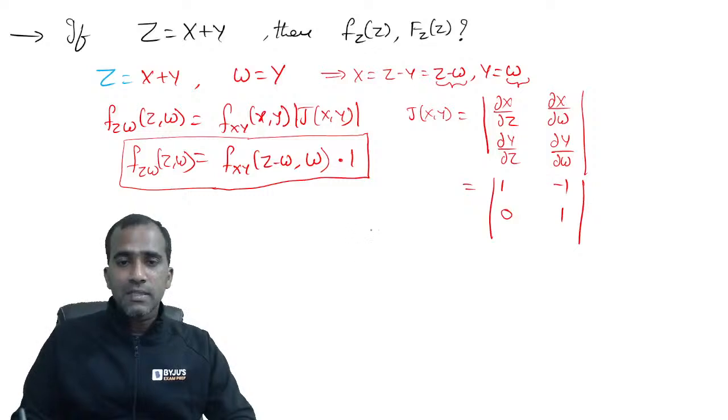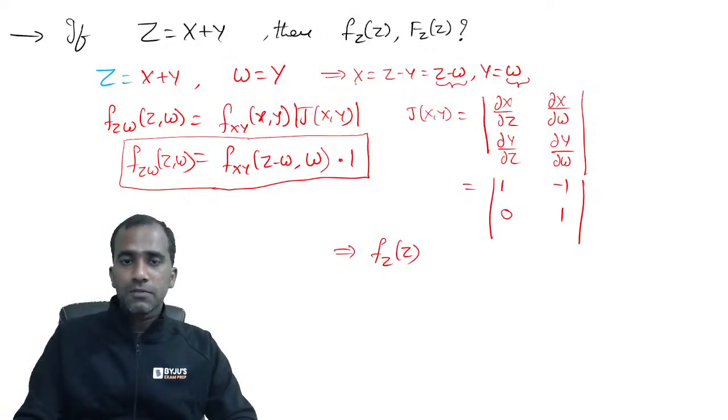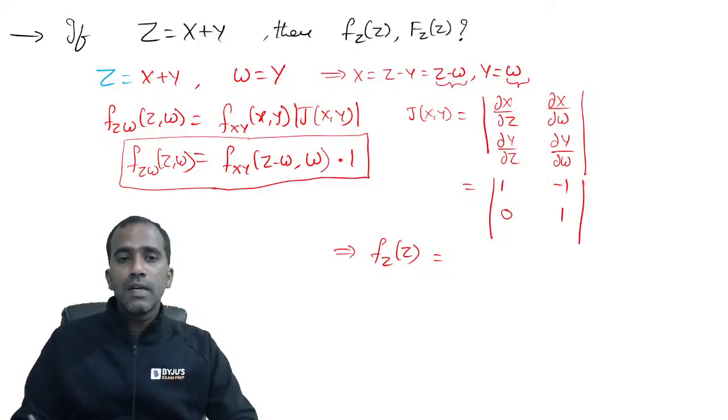So let us eliminate this w by using the relations that we know between first order density functions and second order density functions. So what do we want? We want only fz of z. So how do you find it? Just integrate this function fzw of z comma w with respect to w.